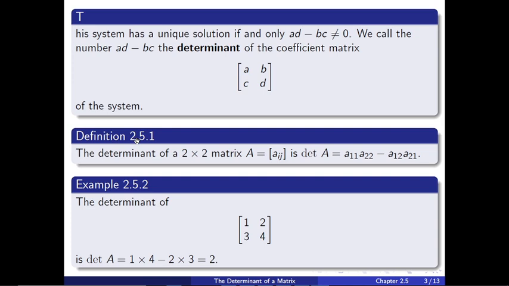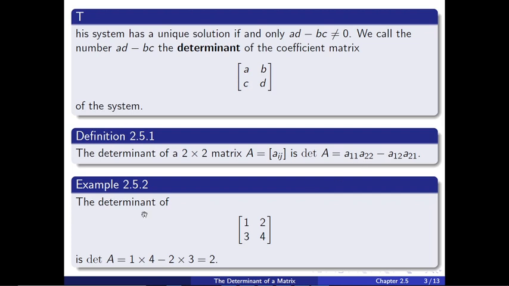Let's look at definition 2.5.1. So we are just formalizing what we have done. The determinant of a 2 by 2 matrix A, which is equal to a_ij, is denoted by det A, which is equal to a11, the first entry, times a22 minus a12 times a21. Right, so that's how we find the determinant.